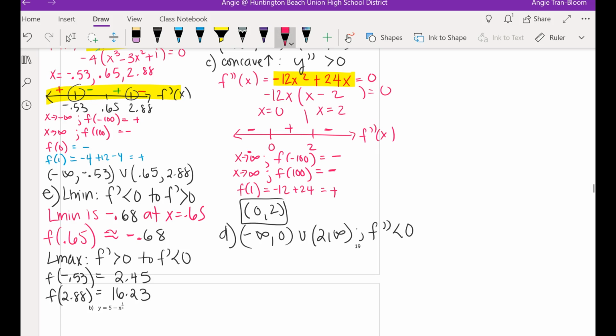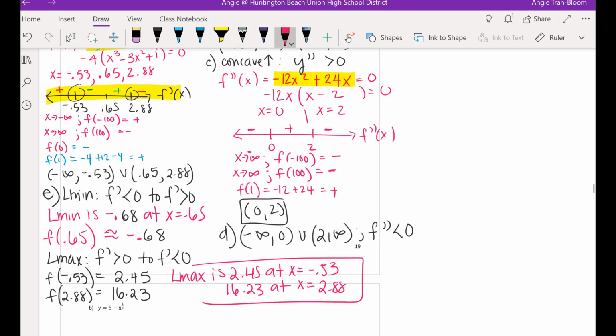And by now, I think you guys are pretty good with this. Local max is 2.45 at x equal to negative 0.53, and 16.23 at x equals 2.88. So that's local max.